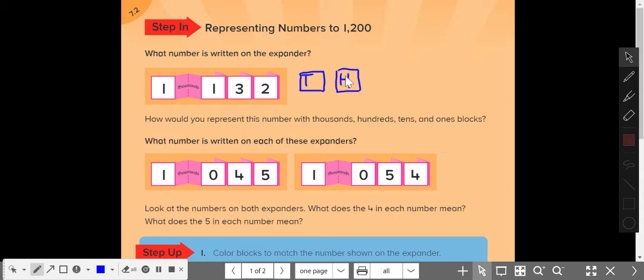Now I need 3 tens blocks. When we draw tens blocks, we just draw sticks. Now I need my 2 ones blocks. Those are just circles.